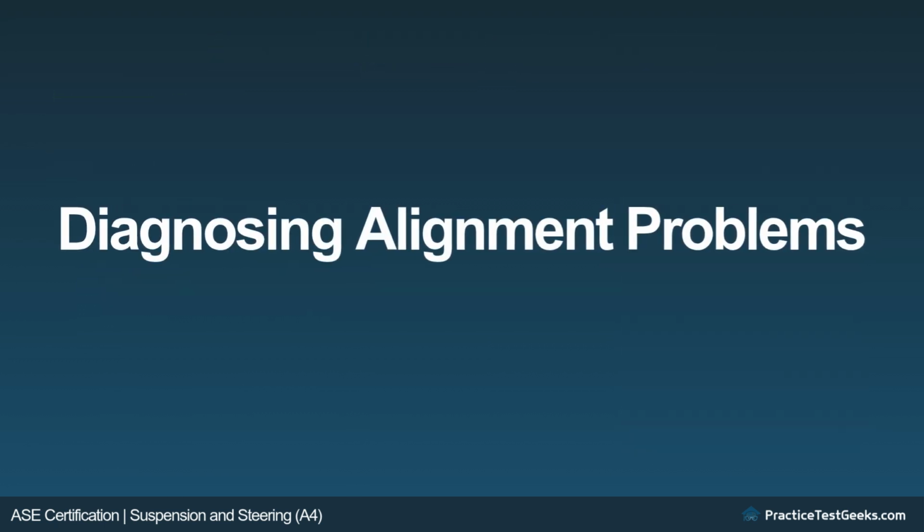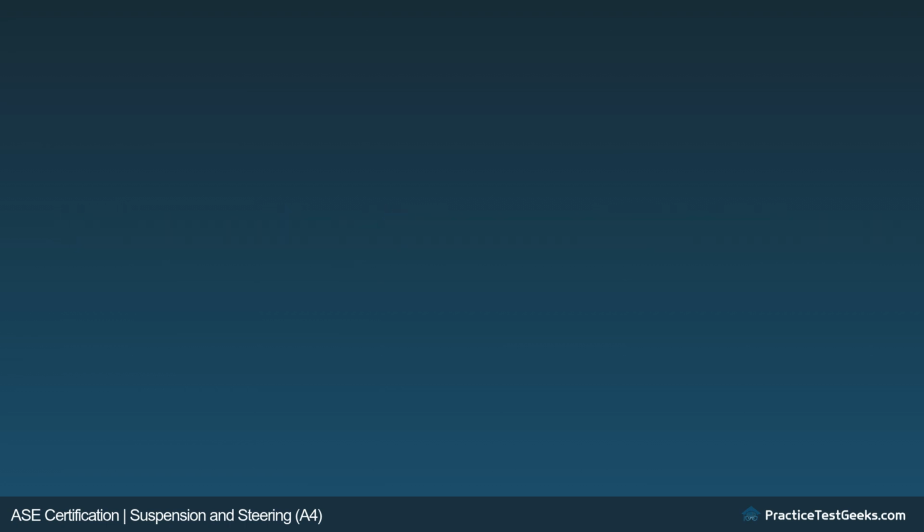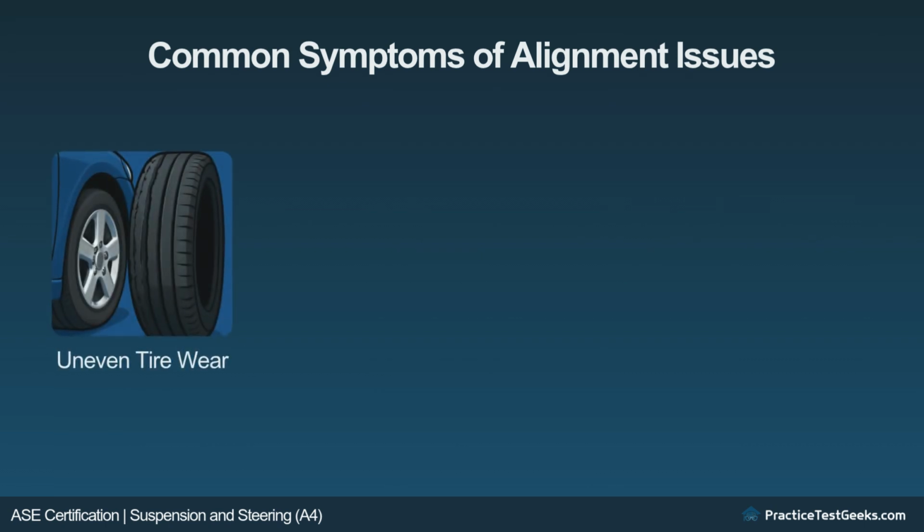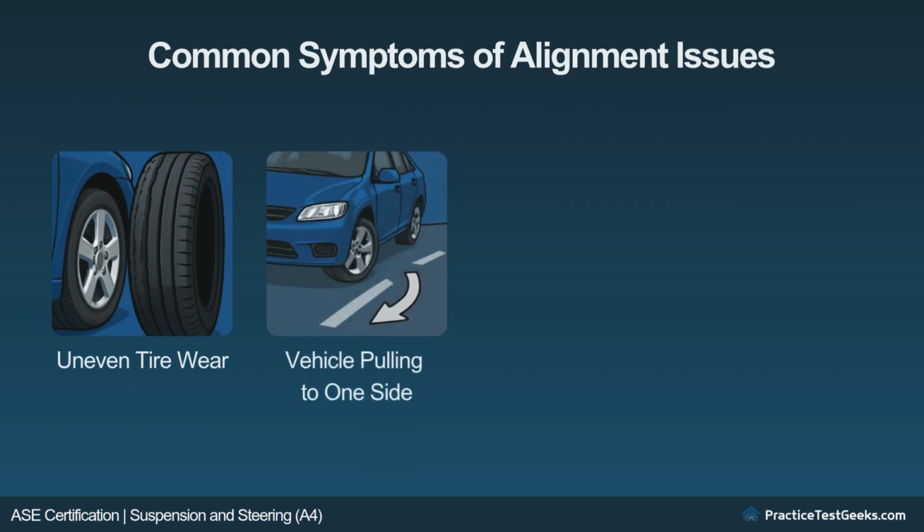Diagnosing alignment problems. Alignment problems can cause uneven tire wear, poor handling, and steering issues. Proper diagnosis is critical for restoring the vehicle's handling and extending tire life. Common symptoms of alignment issues. Uneven tire wear. Tires wear unevenly, with one side wearing faster than the other. Vehicle pulling to one side.